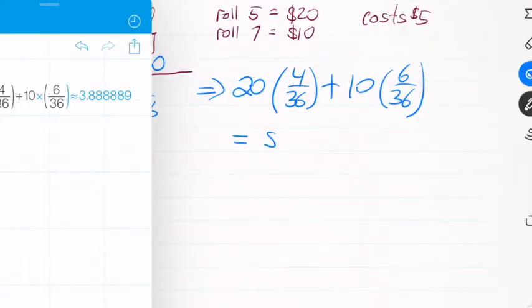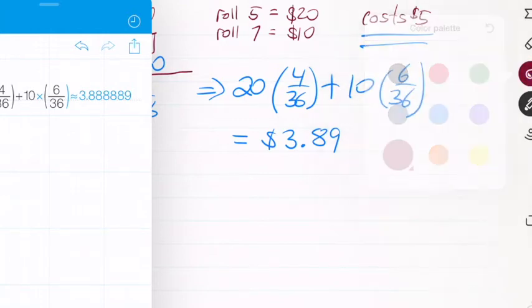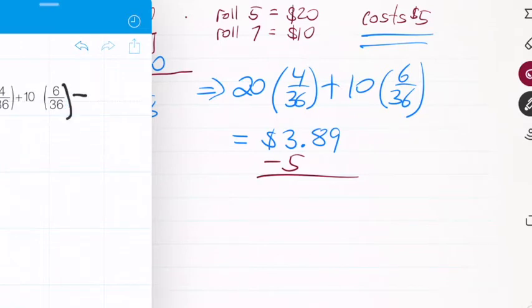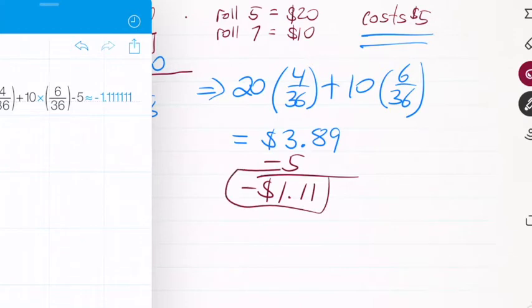So this is not the expected value. And that's where a lot of people get stuck going in this direction. They forget about the cost. So this is the expected winnings of the game, but it's not the expected value of the game. So to find the expected value, you have to take the cost and subtract it from this. So if I subtract 5, we get negative $1.11. So we end up at the exact same answer.